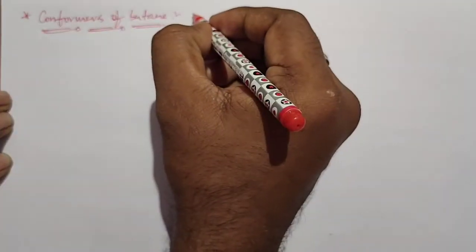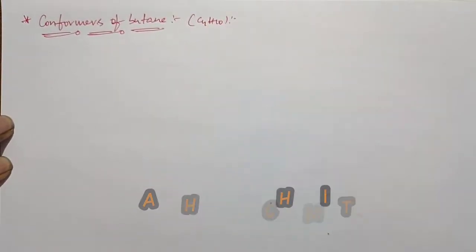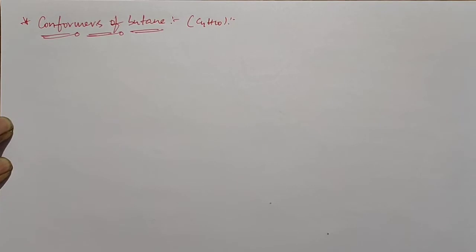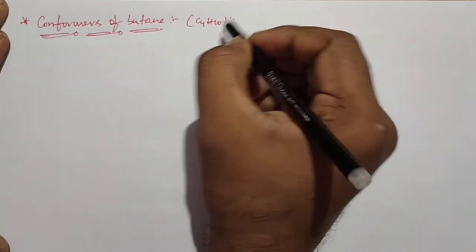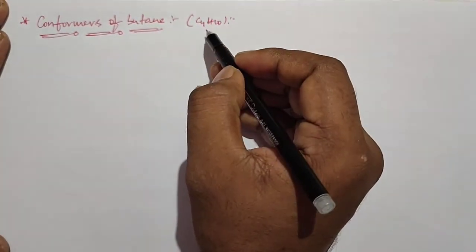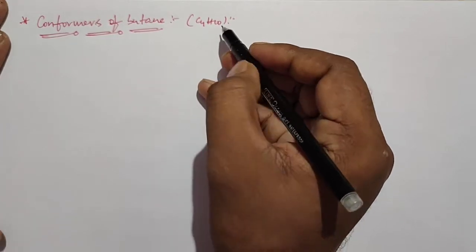Conformers of butane. The formula of butane is C4H10. Here we get nearly 6 types of conformers for butane. I will draw all possible conformers. In butane, free rotation is possible at the C2-C3 carbon bond. Butane has 4 carbons, and free rotation can be possible at the second and third carbon. Then we get nearly 6 types of conformers.